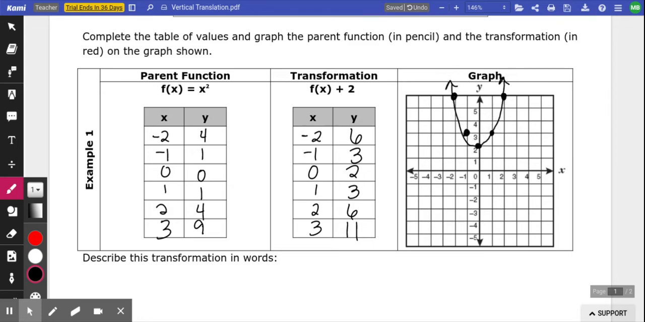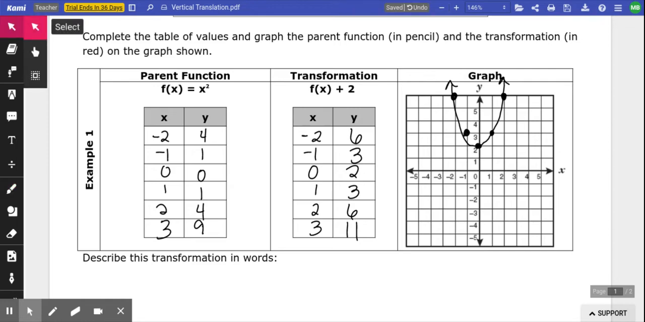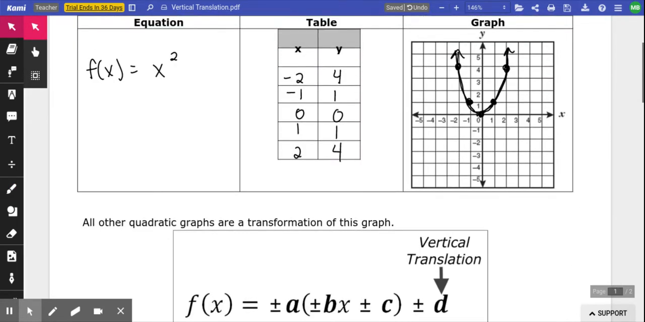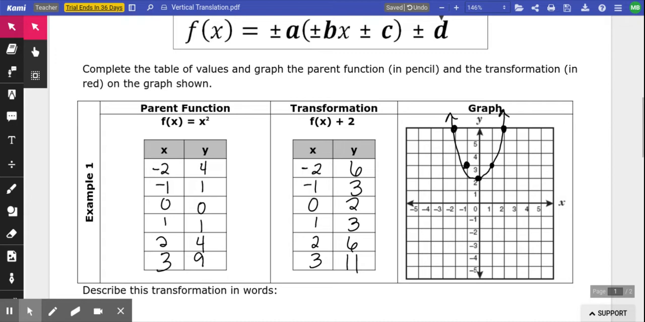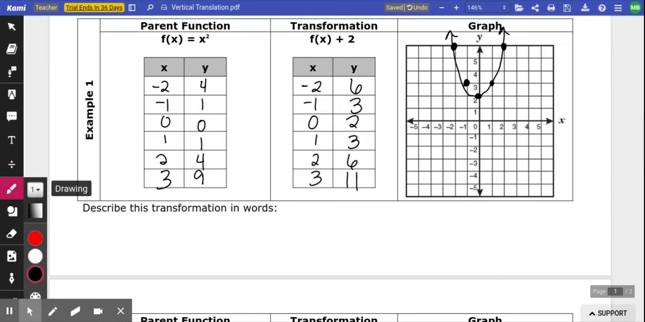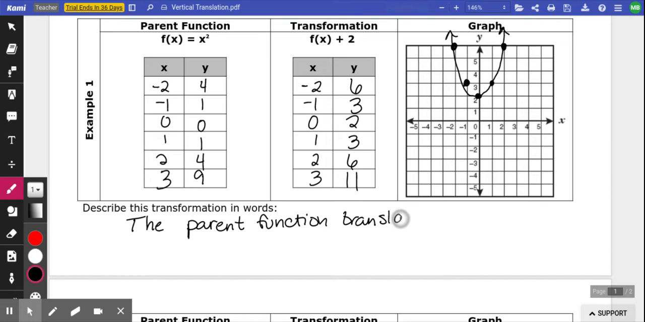Now let's compare this graph to our parent function. You'll notice all that's happened is it moved up. Specifically, it moved up 2 units. So the parent function translated 2 units up.